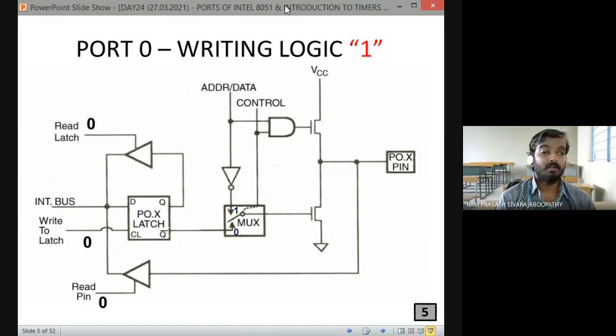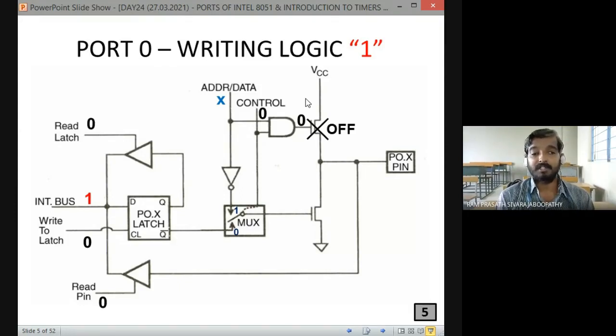Now coming to writing logic 1. Here also the same thing. Control is 0. Don't care about the address data line. So the AND gate output is 0. Again, the upper FET is off, so it is going to be an open circuit. Coming to the write operation, on the internal bus we are placing the logic 1.